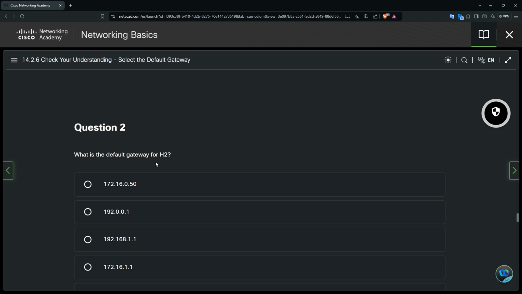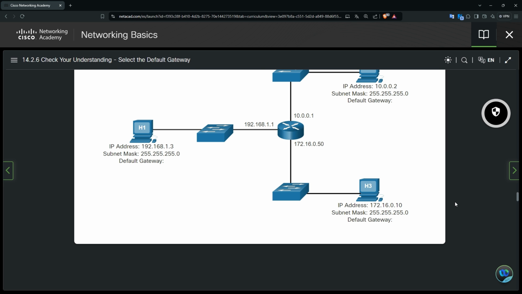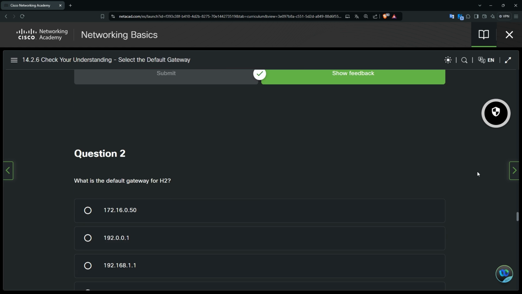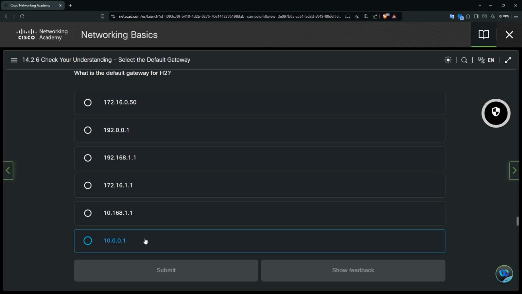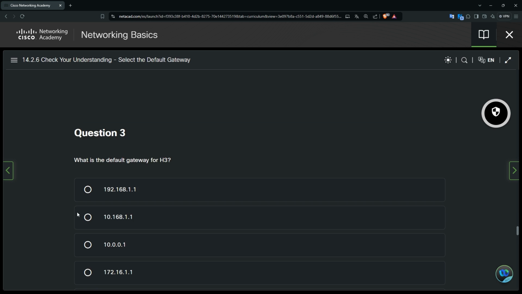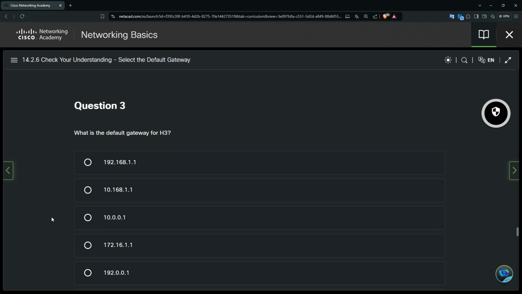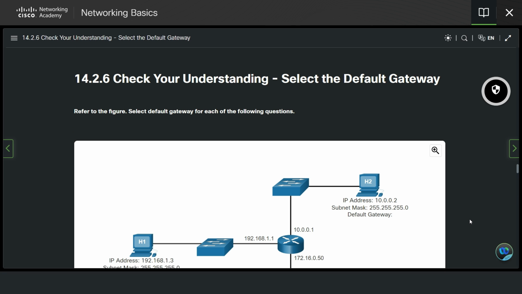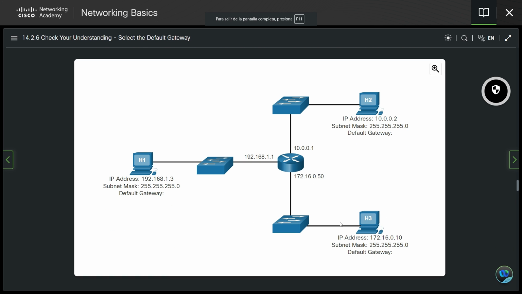What is the default gateway for H2? H2 is 10.0.0.1. That's right. Question 3. What is the default gateway for H3? 172.16.0.50.